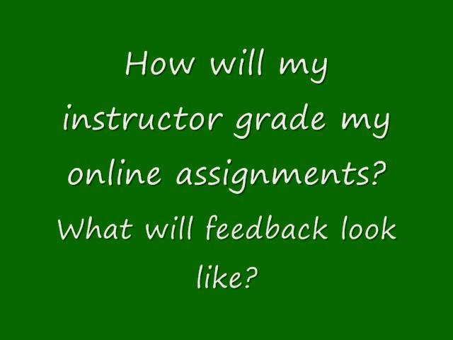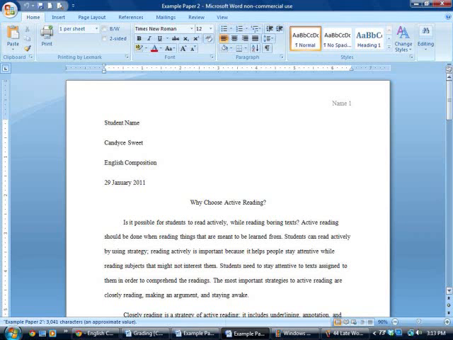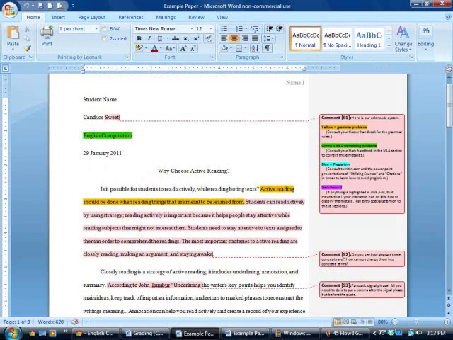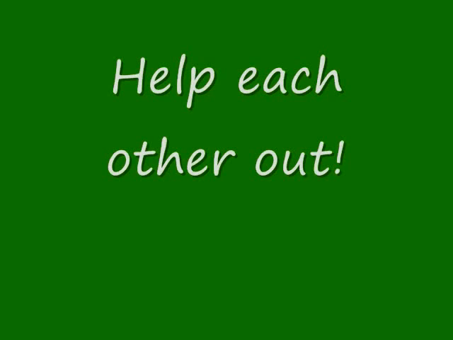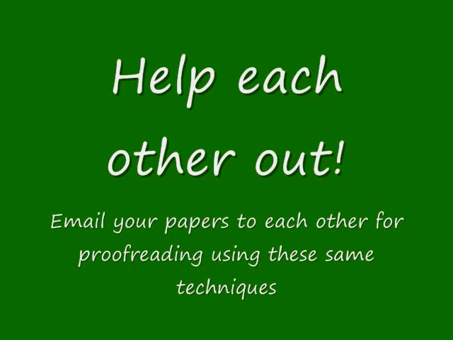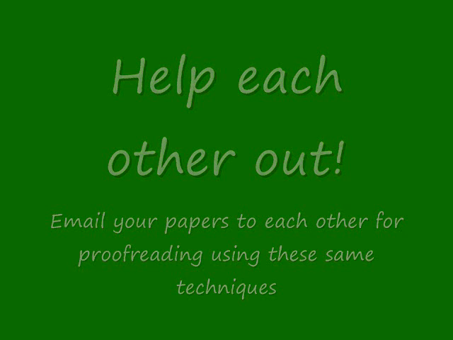Now that I've talked about individual grades, let's talk about how I'm actually going to grade your specific assignment. When you turn in your paper, it looks like this, but when you get it back, it looks like this. Things are highlighted, there are comments on the side. What does it all mean? I'm going to show you how I highlight and insert comments directly into your paper so that you guys can actually email each other your papers and do the same thing to help proofread.